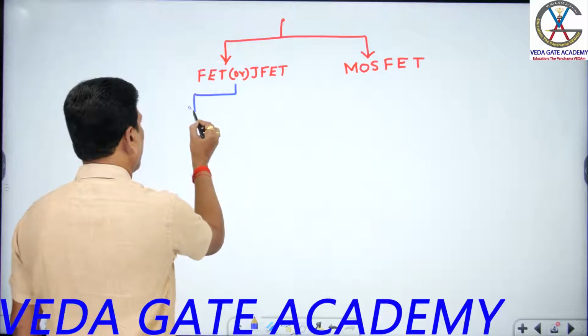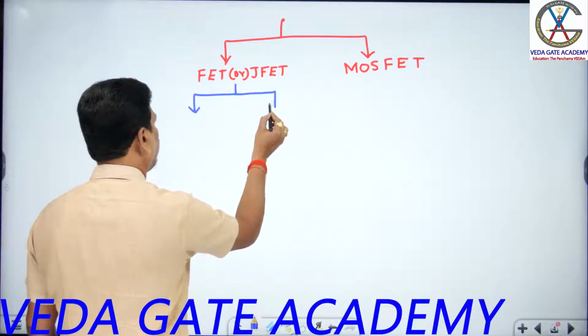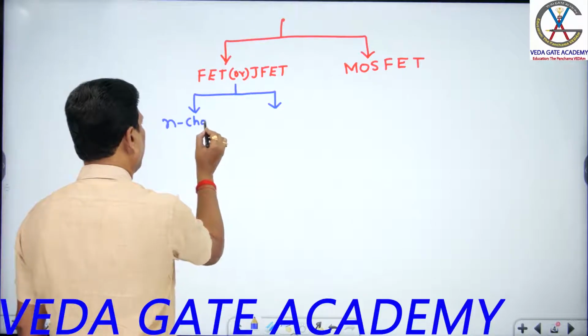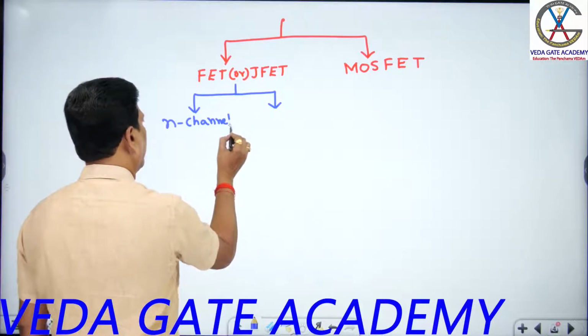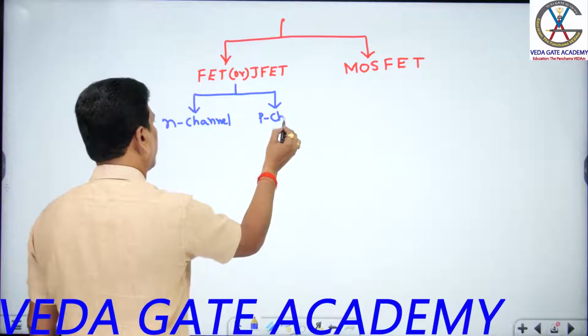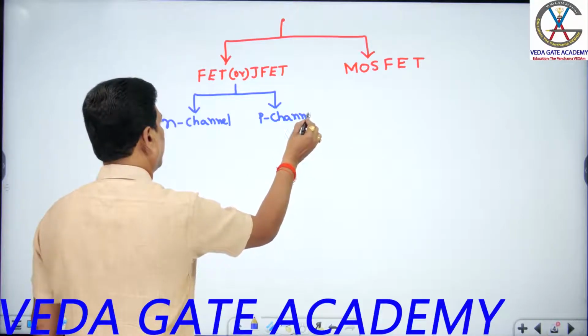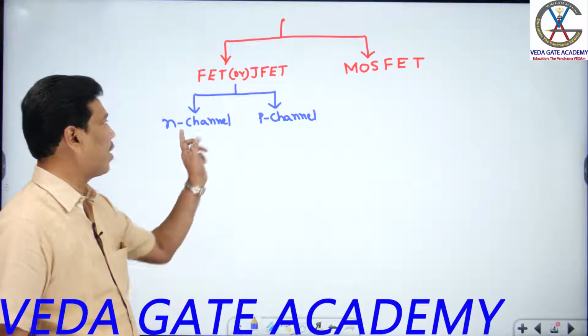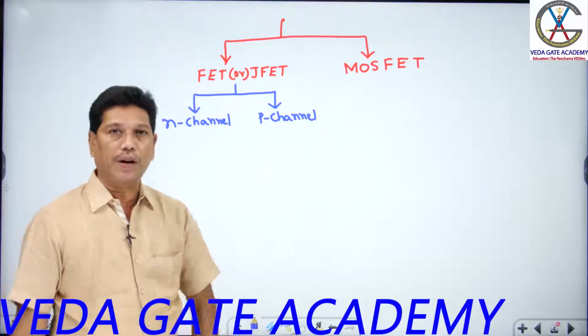Depending on the type of channel body you can use, it can be classified as N channel. The other one is P channel, students. So depending on the type of channel body you are using, it can be classified as what? N channel and P channel, you can call.